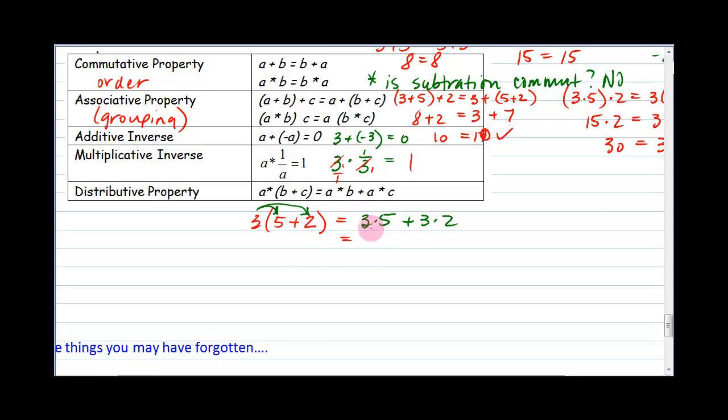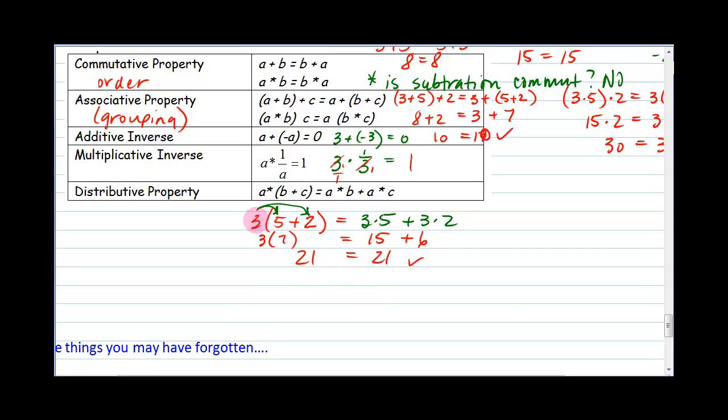Well, over here I have 3 times 5, which is 15 plus 6. 15 plus 6 would be 21. Over here, let's do our order of operations, which tells us that I have to do what's inside of there. I have to do the operation inside of the parentheses before I multiply. So 3 times 7, well, 3 times 7 is 21. So yes, the property is true.